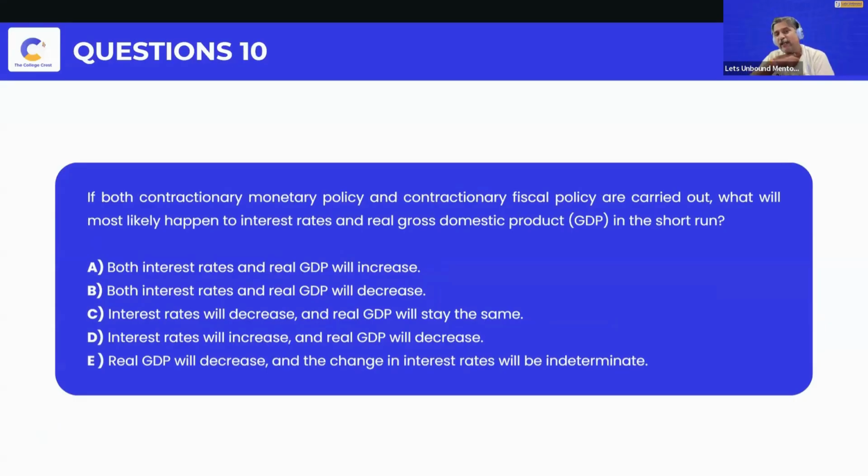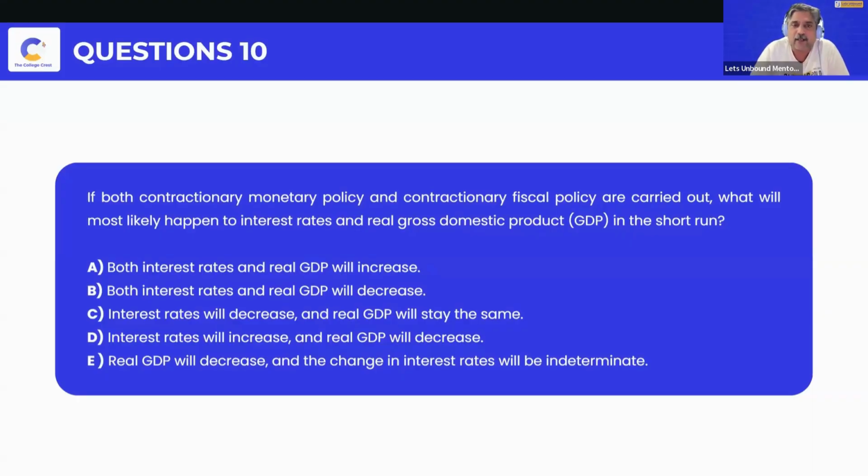If both contractionary monetary policy and contractionary fiscal policy are carried out, what will most likely happen to interest rates and the real GDP in the short run? In the short run, if both the policies, the monetary as well as the fiscal policy, are contractionary in nature, then the real GDP would most certainly decrease because of less spending in the market. And the change in interest rates would be indeterminate, because we will not be in a position to comment with certainty about the interest rates, because both the policies are contractionary.